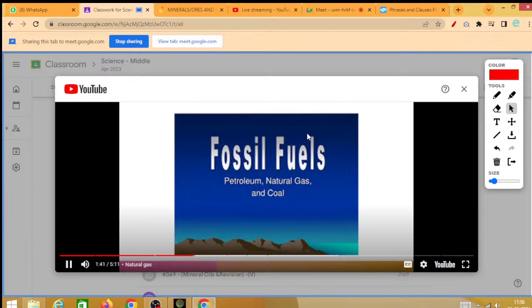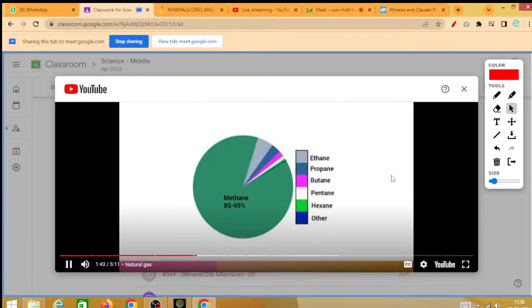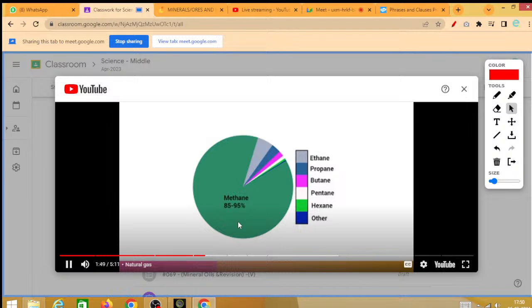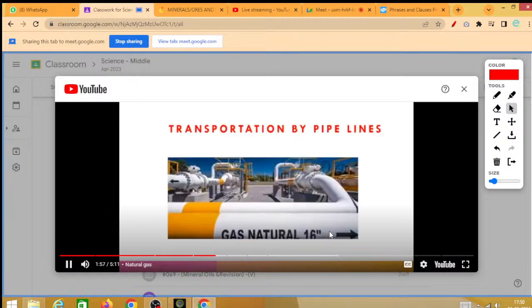So what is our natural gas made up of? Natural gas consists of 85 to 95% of methane, and then there are various other components also, which are ethane, propane, butane, pentane, hexane, and other.